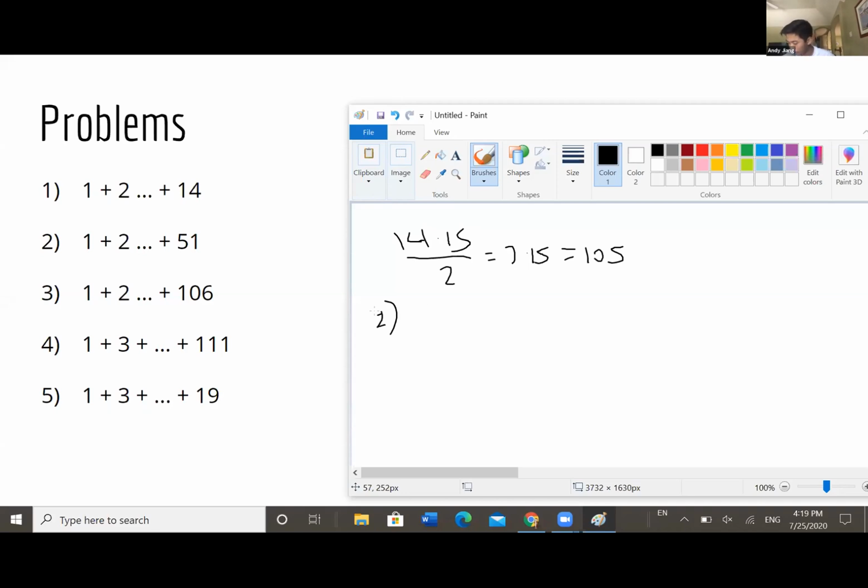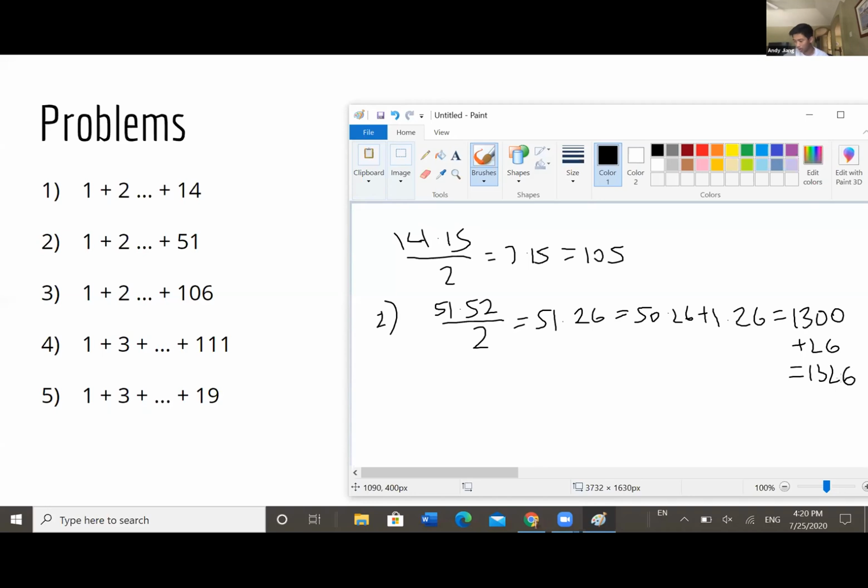So it's 51 times 52 over 2. And I could either do this by doing 51 times 26. And then in my head, I would do 50 times 26 plus 1 times 26, which is 1300 plus 26, which is 1326. Or I could do what we did last time, 51 times 52 equals, what is it? 2652. And then I divide that by 2.